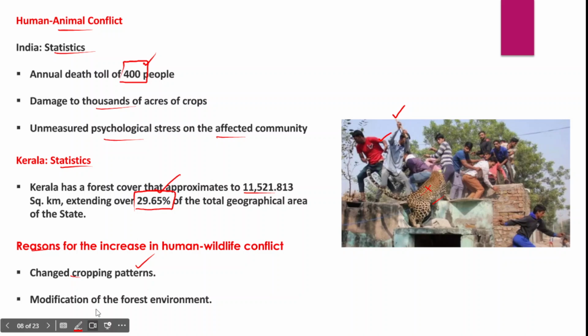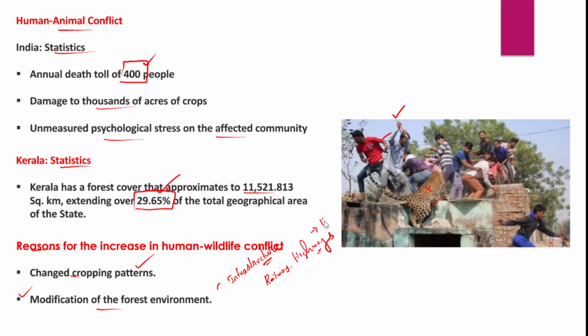And apart from that, the modification of the forest environment also. So this is another reason. Why is the forest environment very often modified? Because most of the infrastructure projects are running through the forest. For example, the railway network, or even highways, are passing through these forest areas, and that very often leads to habitat fragmentation, the fragmentation of the forest habitat.